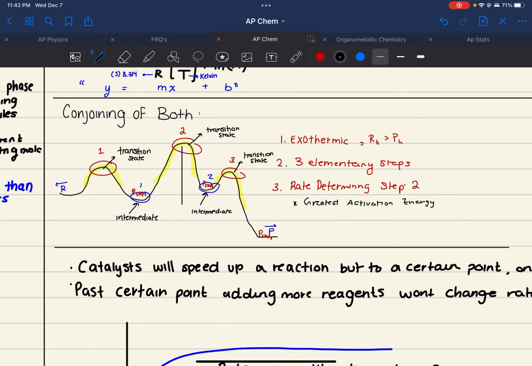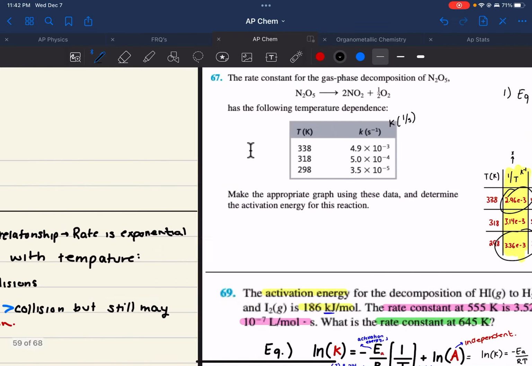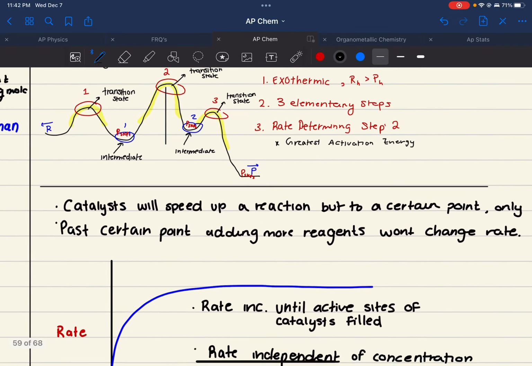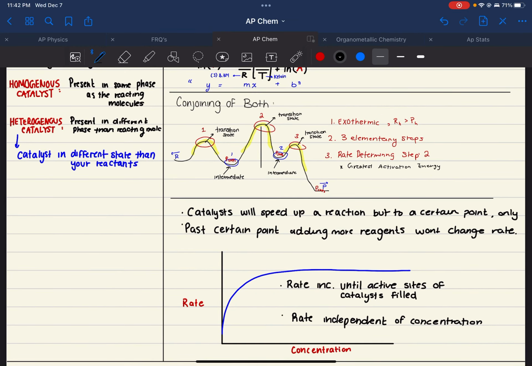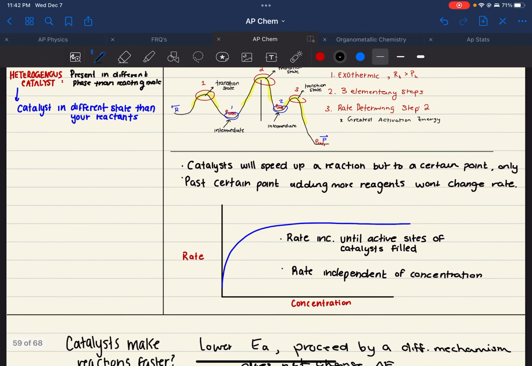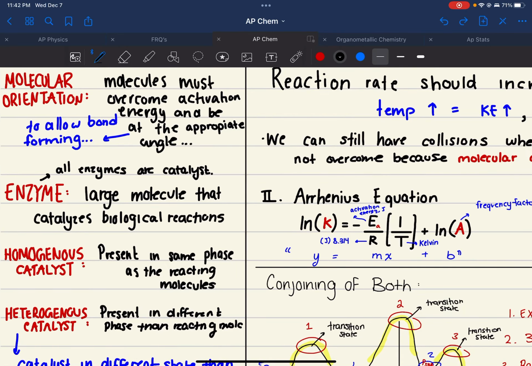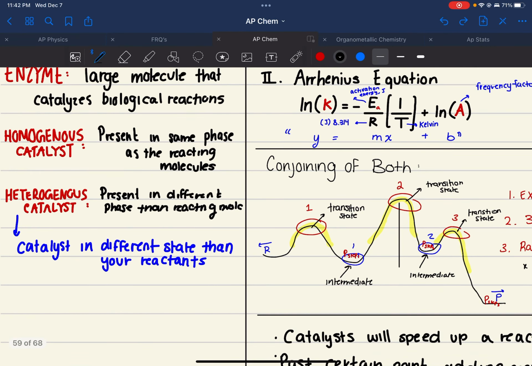Catalyst. Okay. A catalyst will speed up a reaction, but only to a certain point. Past a certain point, you can add so much catalyst, but adding more reagents won't change the rate at which it's being catalyzed. So your rate will increase until all the active sites of the catalyst are filled. It's independent of the concentration. If all the active sites of the catalyst are filled, you're done. There's nothing more.